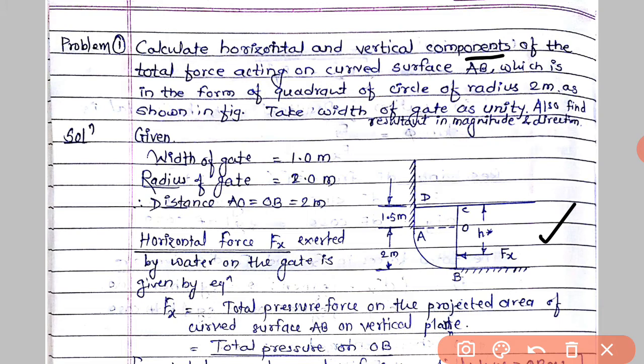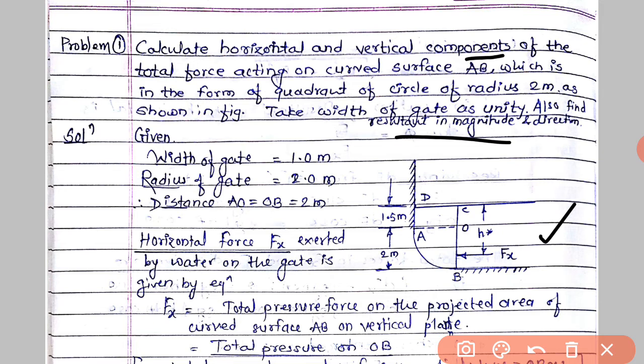So here what is given, a curved surface is given, that is quadrant of a circle of radius 2 meter. So we have to obtain total force acting on the curved surface, components of total force, and also we have to obtain resultant in magnitude and direction. So here we have to obtain Fx, Fy, total pressure force capital F, and direction of the resultant, that is theta or phi with the horizontal.